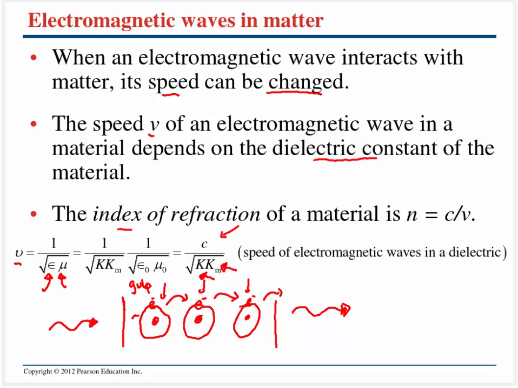So we have a much easier definition where we talk about the index of refraction of a material, where this index of refraction is going to be the speed of light divided by the speed in the material. This number will always be larger than 1 because you can't be traveling faster than the speed of light.